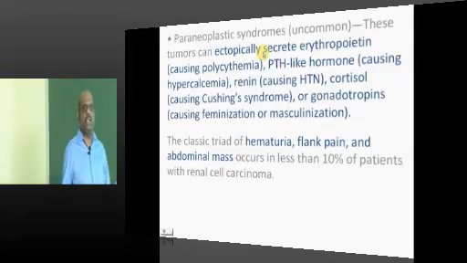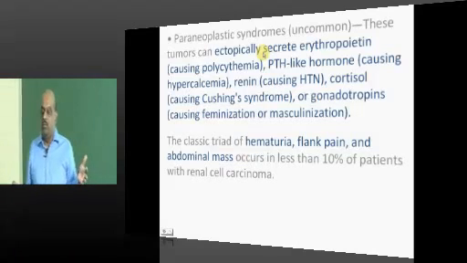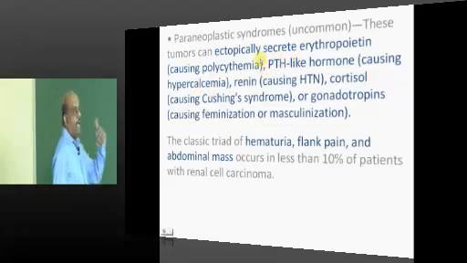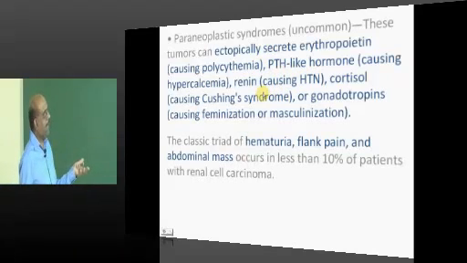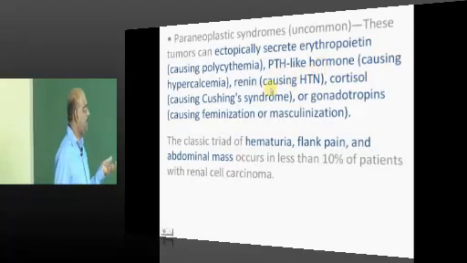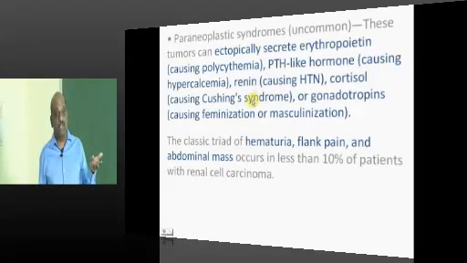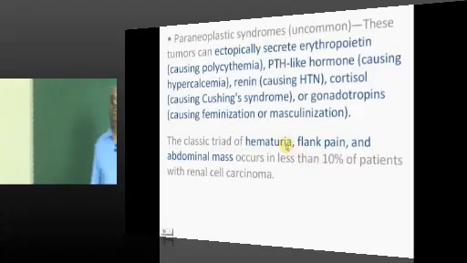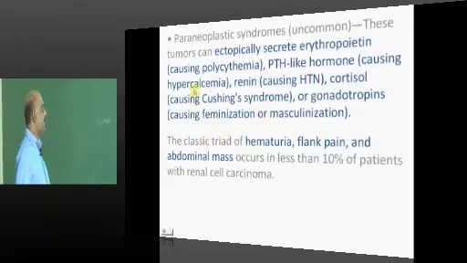Renal cell carcinoma, just like lung cancer, is a bundle of paraneoplastic syndromes. What is paraneoplastic? Non-metastatic manifestations of the cancer are paraneoplastic. It can produce a lot of erythropoietin, so polycythemia can be there. It can produce parathormone leading to hypercalcemia. It can produce renin leading to hypertension. It can produce cortisol leading to Cushing's, just like the small cell cancer, oat cell cancer, which we have studied in bronchogenic carcinoma. And it can produce gonadotropins leading to men becoming women, women becoming men. Anything can happen with renal cell carcinoma.